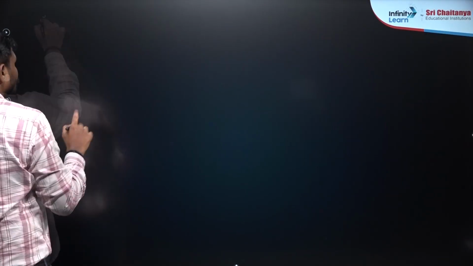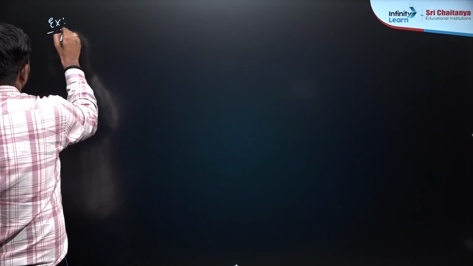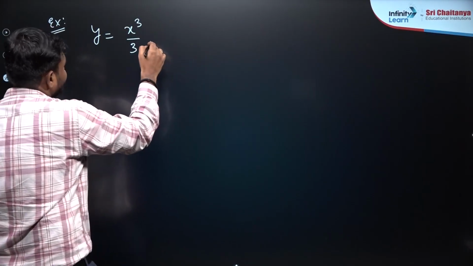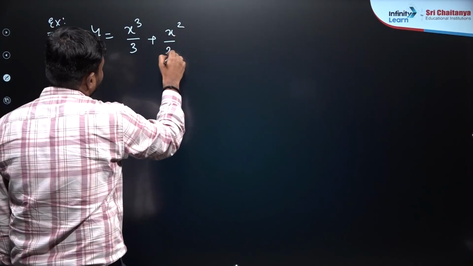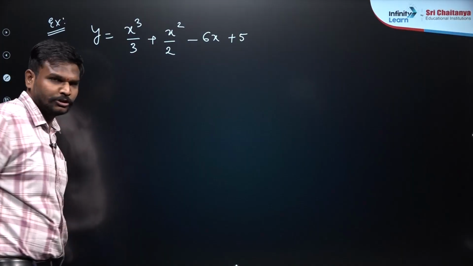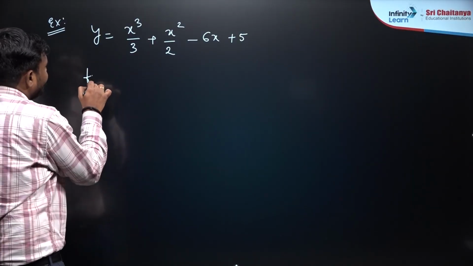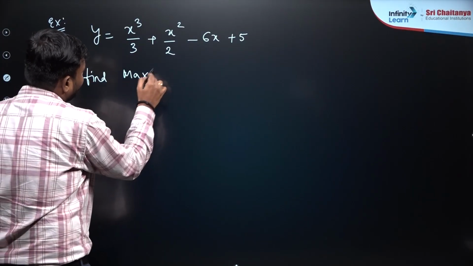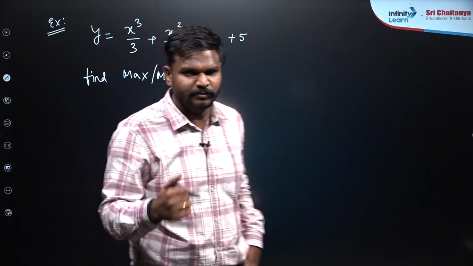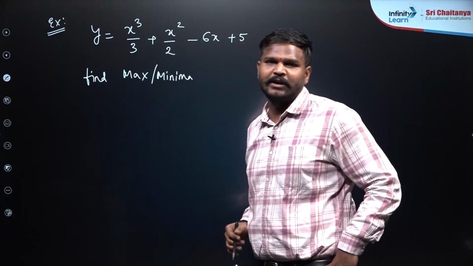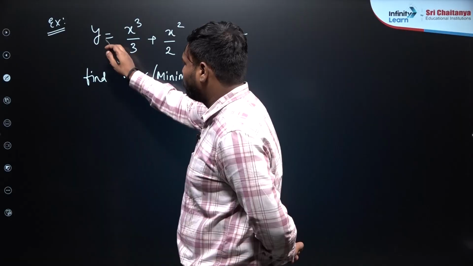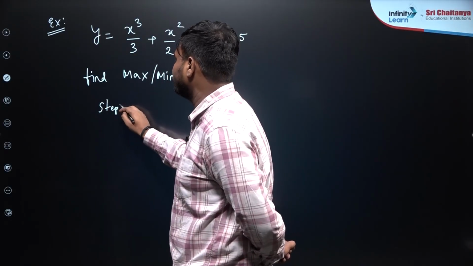One more example. So let us discuss another example. Y is equal to, let us say, x cube by 3 plus x square by 2 minus 6x plus 5. Let us say they have given this question. Now they are asking to find maxima and minima for this particular function. Find maxima point, minima point, maximum value, minimum value. That is the question. Okay. Now let us say, what is step 1 for solving the answer?